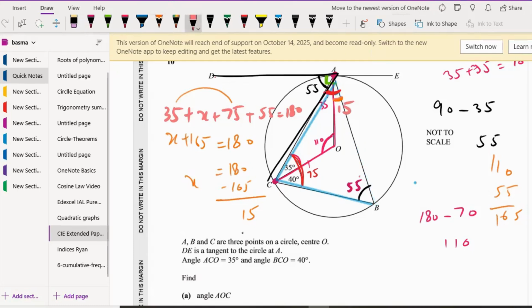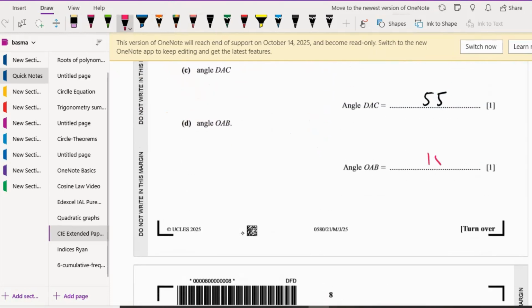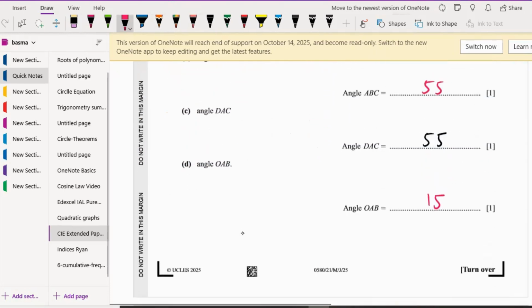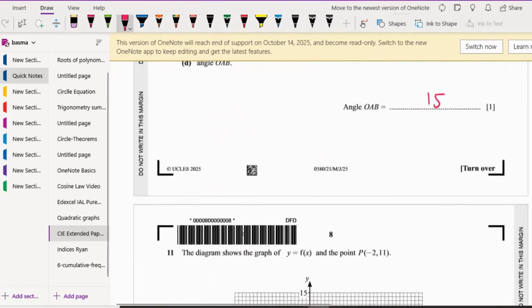That's 15. So your angle AOB is 15. Okay, so we are done. That was question 1, 2, 3, 4. A 4 marks question for circle theorems.